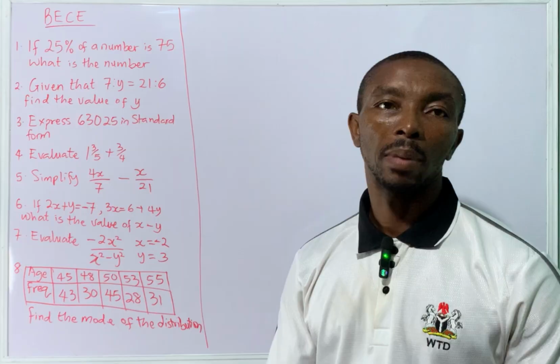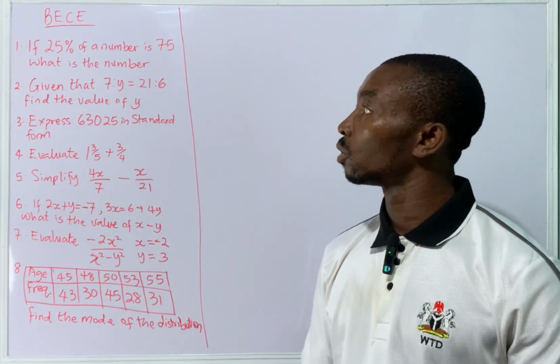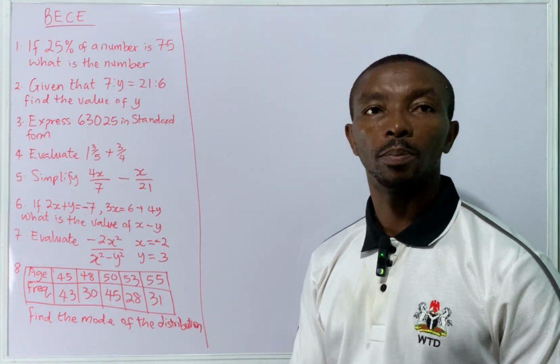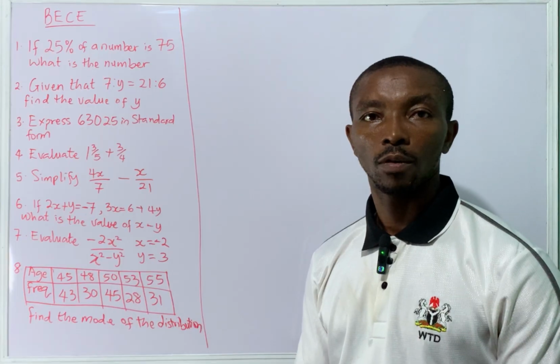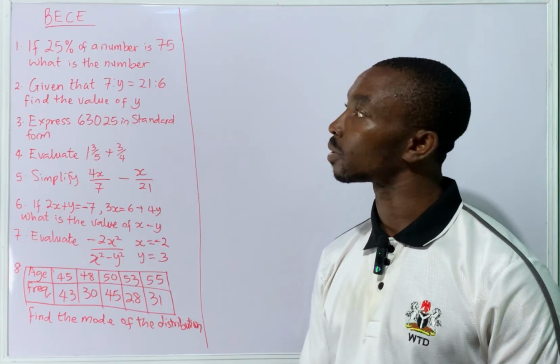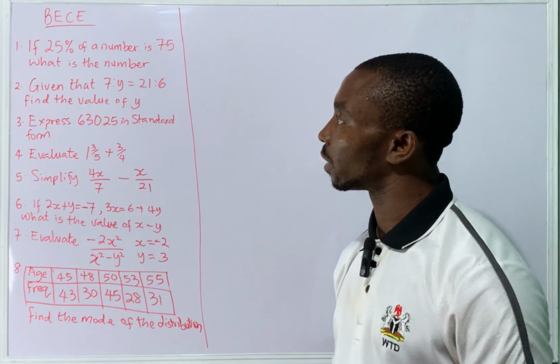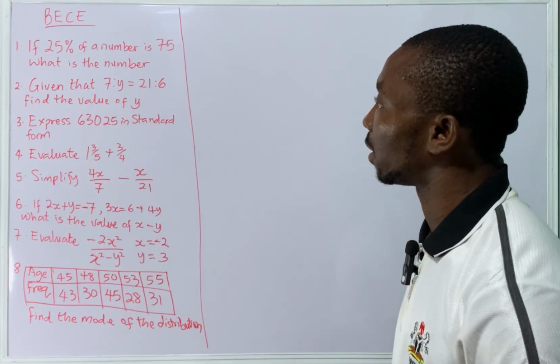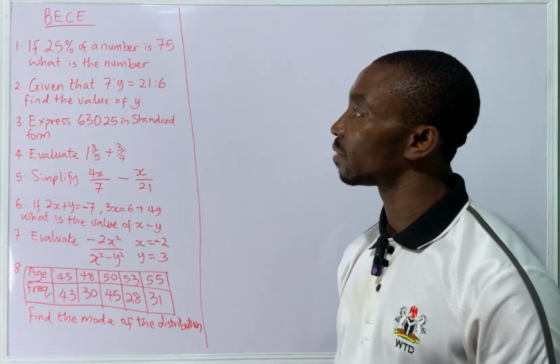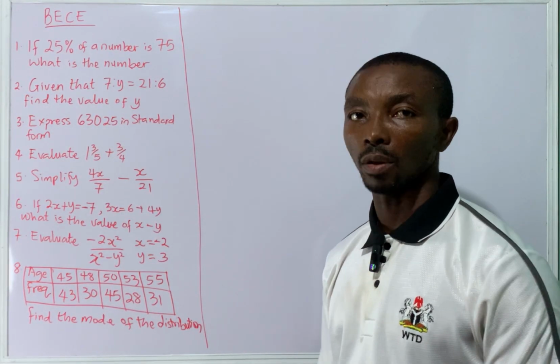Welcome to Mathematics Simplified. Today we'll be looking at some top BECE past question papers for our forthcoming exams. Okay, our first question says, if 25% of a number is 75, what is the number?